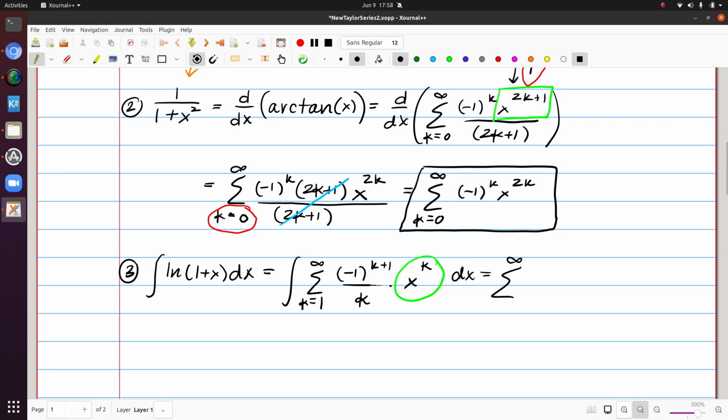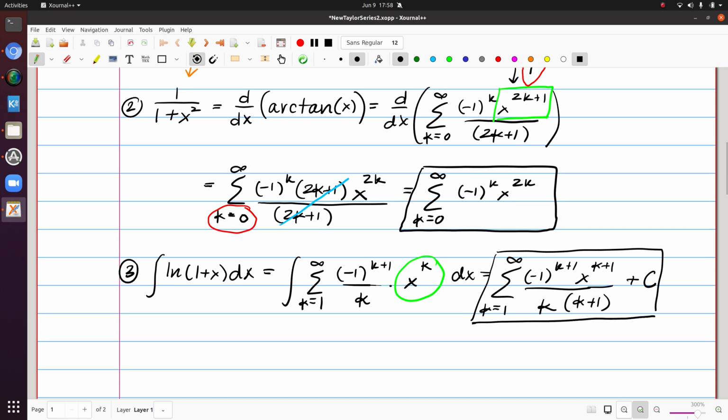In doing so, the negative 1 to the k plus 1 and the k don't change because those are independent of x. But x to the k becomes x to the k plus 1, and we divide by k plus 1. The other thing you should recall here is that this is an indefinite integral, and that means that we tack on a plus c because of that. So this would be my antiderivative.